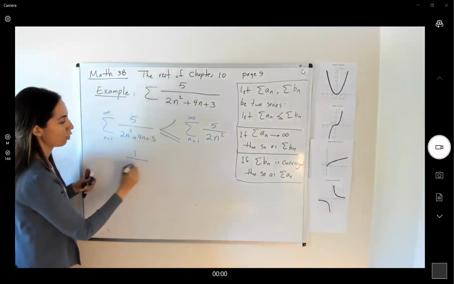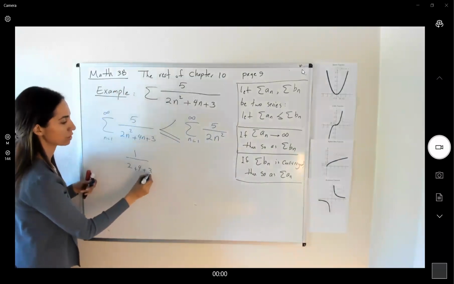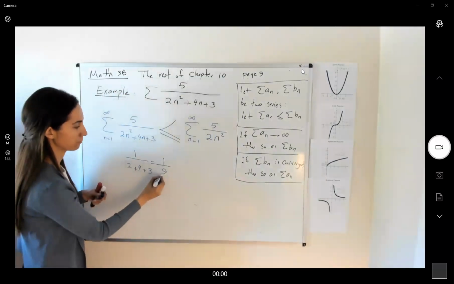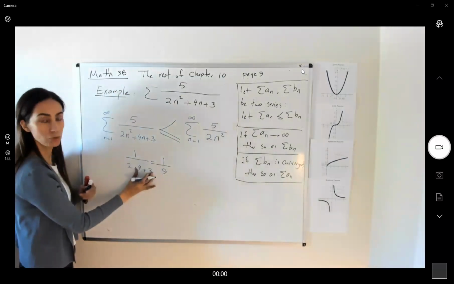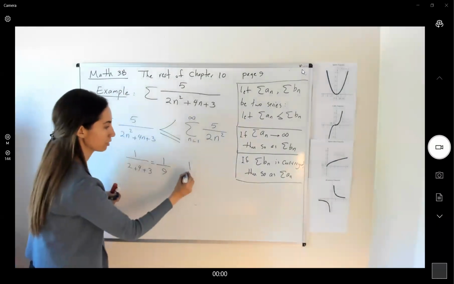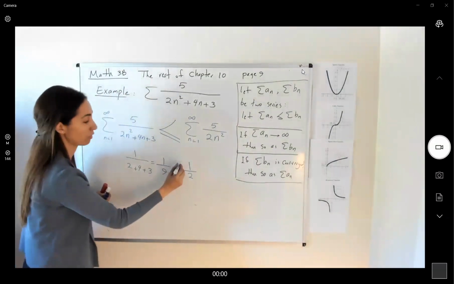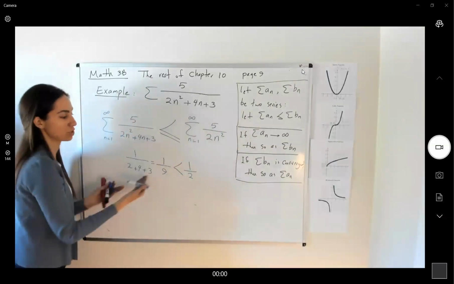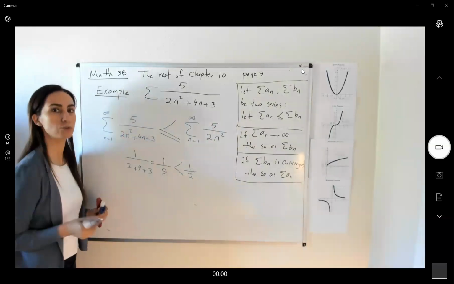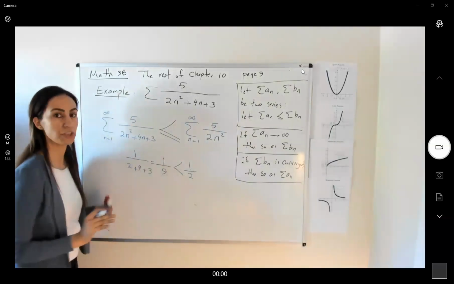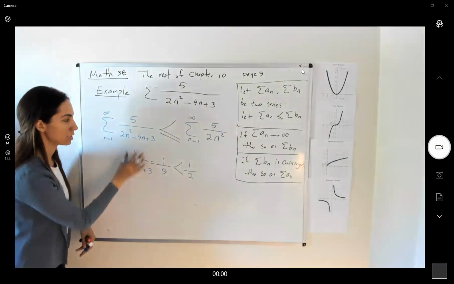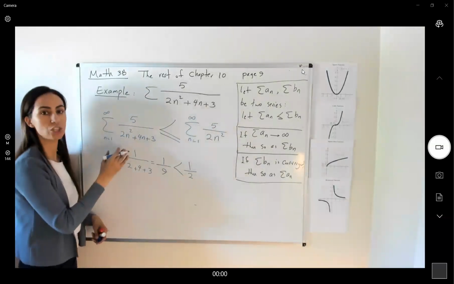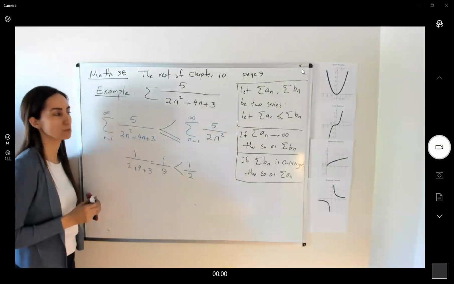Suppose you have 1 over 2 plus 4 plus 3. This is a fraction. This is 1 over 9. If you forget about these two numbers, you get a half. Of course, 1 over 9 is less than a half. So you can think about these two series this way, getting back to pre-algebra and just thinking about numbers. If I add more numbers to my denominator, my whole fraction is getting smaller and smaller.